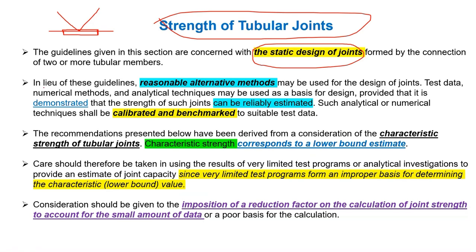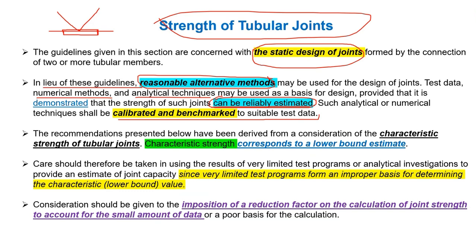Okay. And suppose we are not following these guidelines, we can have some reasonable alternative methods, provided they give a reliable estimate, like numerical methods such as FEM analysis or some other analytic techniques. But we need to demonstrate that the strength of joints is reliably estimated. We should not underestimate or overestimate. Such analytical or numerical techniques must be calibrated and benchmarked to suitable test data. That means all these FEA, finite element analysis, need to have some experimental test data.